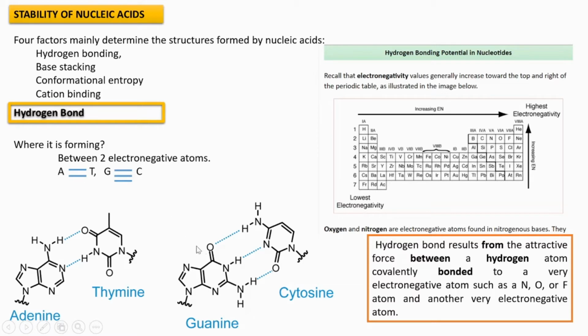So that's about the hydrogen bond. It's a very weak bond, and between adenine and thymine, two hydrogen bonds are forming. Between guanine and cytosine, three hydrogen bonds are usually forming. Okay, next slide.